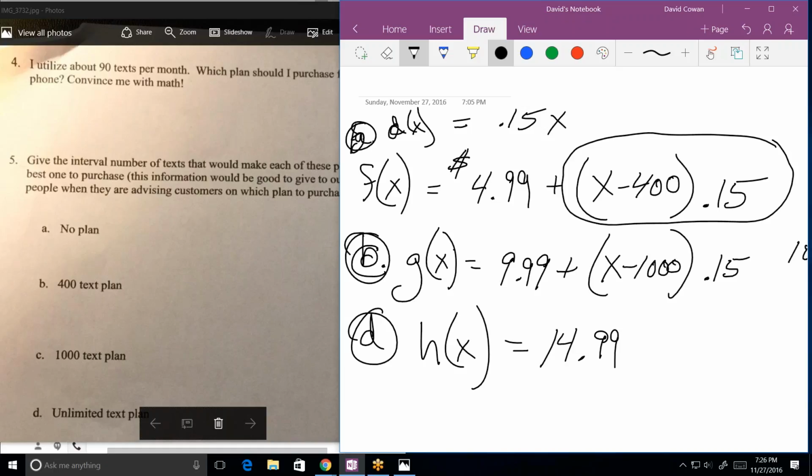In other words, with 90 texts per month, what is going to be the cheapest plan with 90 texts per month? Convince me with math. It is the no plan. Yeah, because that, or it's either that or the unlimited. Hold on.